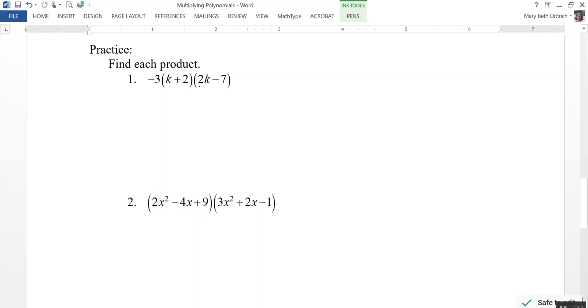You could multiply the two binomials first and then multiply the whole thing by negative 3, or distribute the 3 to one of the binomials and then multiply the two binomials. Maybe I'll do it that way. I'm going to do the negative 3 times the k plus 2. So that's going to give me negative 3k minus 6, and that is a binomial, so I'm going to put that in parentheses. And now that is going to get multiplied by 2k minus 7.